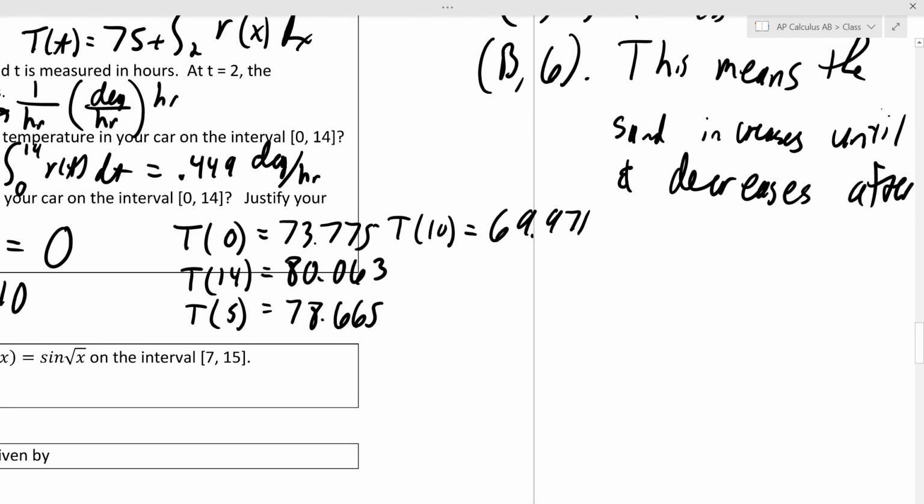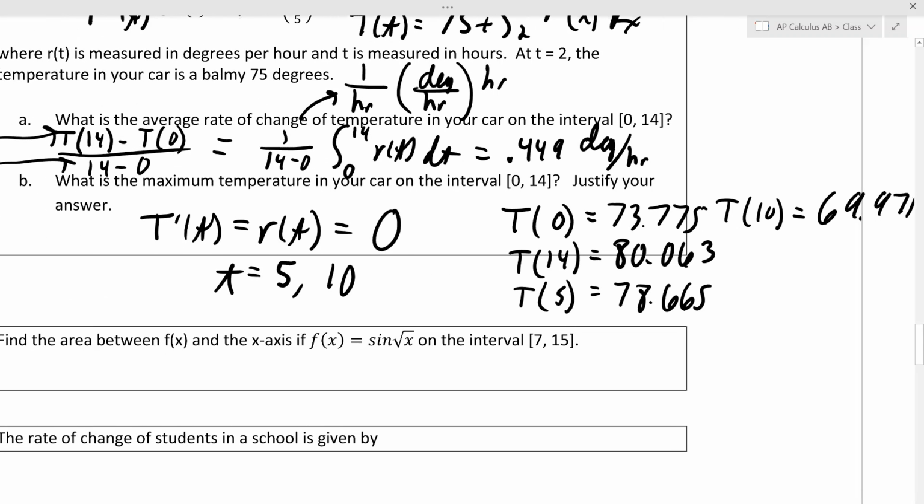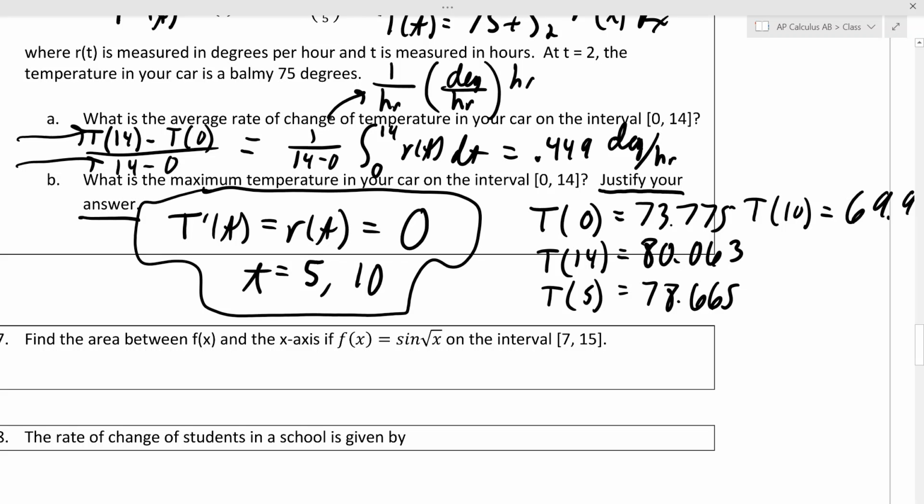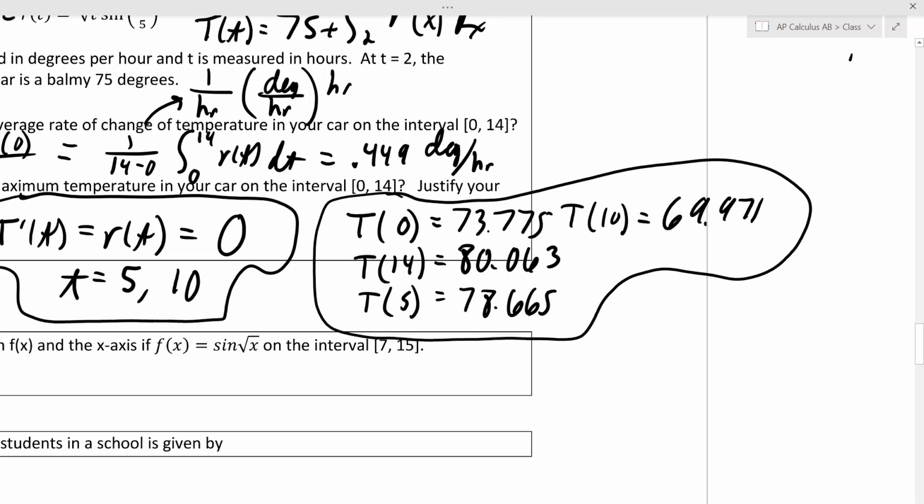Cool. So the maximum has to come from one of those values because it can only happen at a critical value or an endpoint, and it happens at 14. So it says, what's the max temperature? Oh, by the way, see how this says justify your answer? What we're doing right now is our justification. We're showing I need to know where the derivative is 0, step 1. I'm finding all the possible maximums by checking the critical values and the endpoints, step 2. And then I'm going to write a sentence that just answers the question.